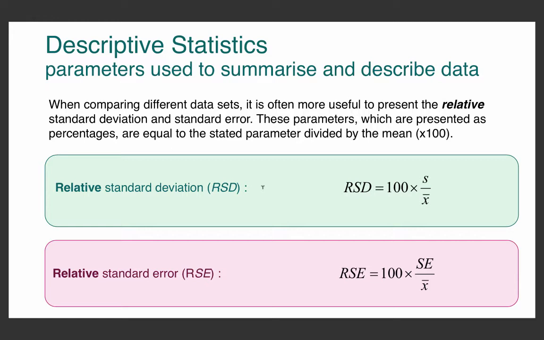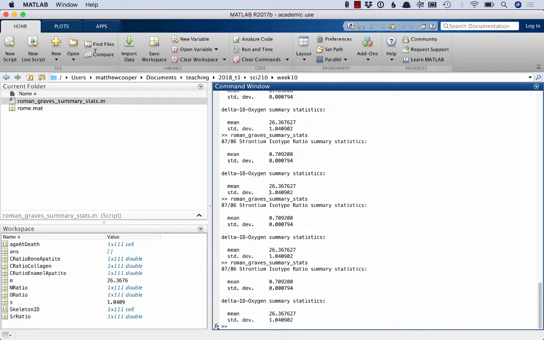So, parameters. When comparing different data sets, it is often more useful to present the relative standard deviation and standard error. These parameters are presented as percentages and are equal to the stated parameter divided by the mean times 100. So this is essentially like a percentage value. It's the ratio between the standard deviation and the mean, and the same for the standard error. Okay, so let's come back into our script.